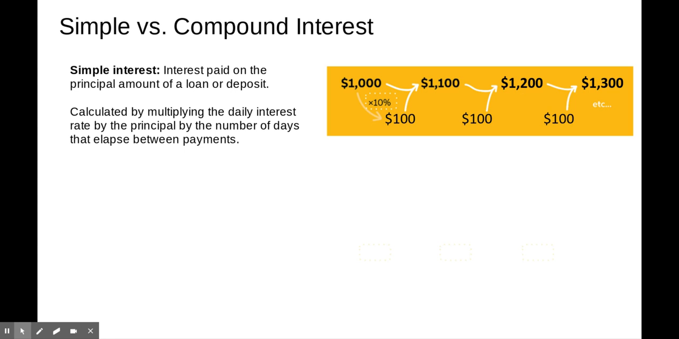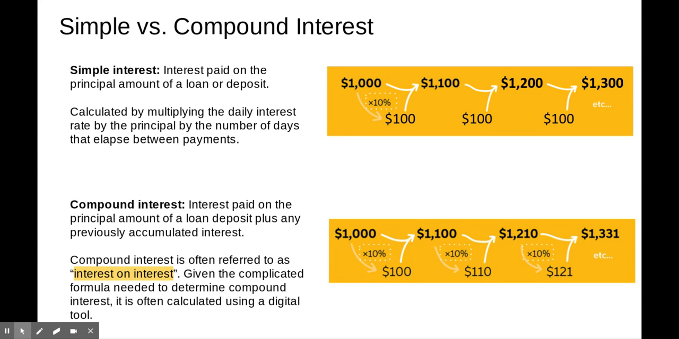Compound interest is interest on interest. So it's interest paid on the principal amount of a loan or deposit plus any previously accumulated interest. So we can see here we have the $1,000. It earns 10% interest, which is $100. So now we have $1,100. And then we calculate 10% of that, which is $110. And we're building more because we're building interest on interest.